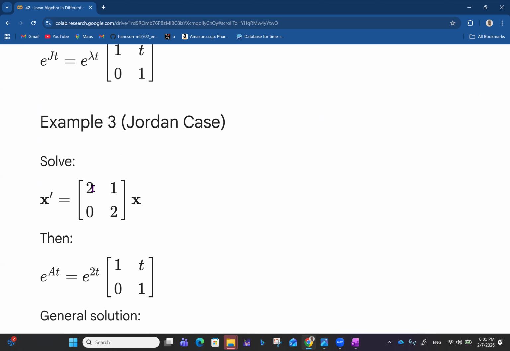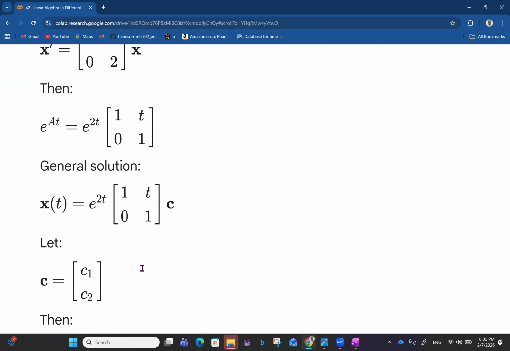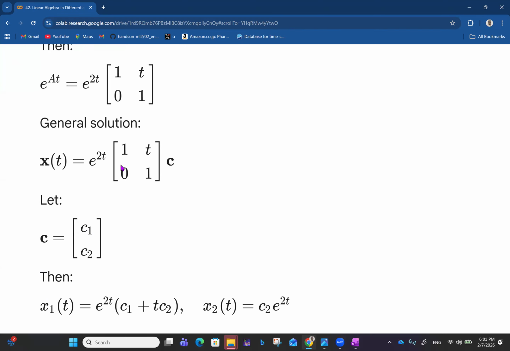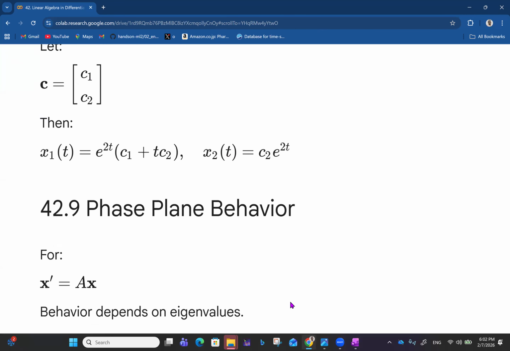So you have e raised power 2t into 1, 1. Then t will now replace this. So the general solution then becomes x of t equals e raised power 2t into [1, t; 0, 1] multiplied by c. So c can be c1, c2, like the solution we used to have. If you multiply that out now, you have x1(t) is e raised power 2t into c1 plus t c2. Then x2(t) is c2 e raised power 2t, like that.